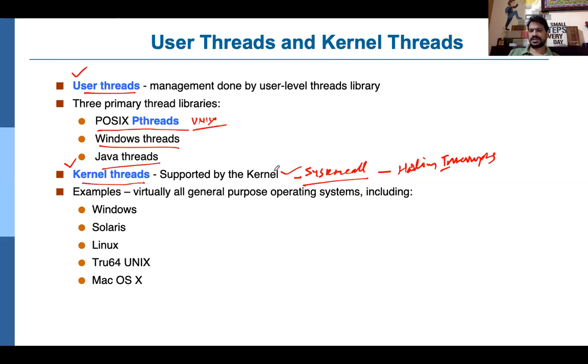Then we have kernel threads, created by different system calls. Virtually all general purpose operating systems, including Windows, Solaris, Linux, Tru64 Unix, and Mac OS, have kernel threads. Okay. Let's see the difference between these two threads.